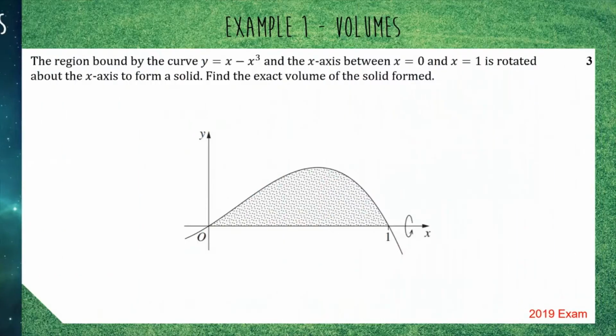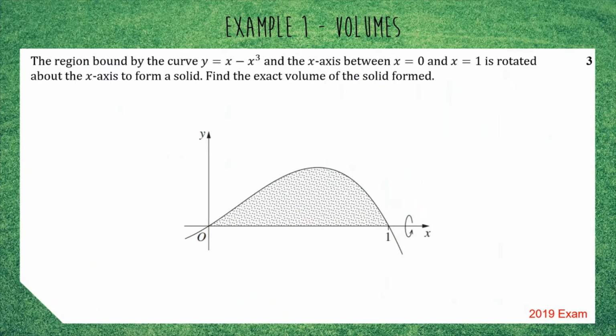All right, for our first example, this is from the 2019 Advanced HSC exam, but now this would be considered Extension 1 content. We have the region bound by the curve y equals x minus x cubed, shown here, between the x-axis and 0 and 1, is rotated around the x-axis to form a solid. Find the exact volume of the solid formed.